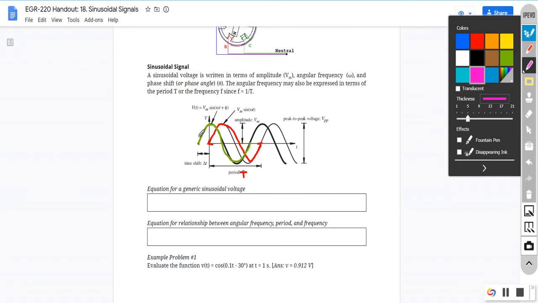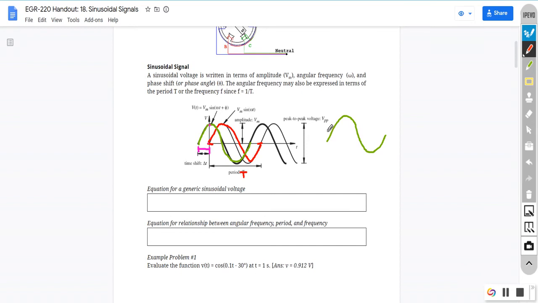So for instance, this one starts here and rises, and then sometime later this one will start and rise. The start of this one's rise corresponds with basically the peak of this one. So that means these are roughly 90 degrees out of phase. If they were 180 degrees out of phase, the green one would go up and down, and the red one would be inverted, because this point for the green one is equal to this point for the red one.